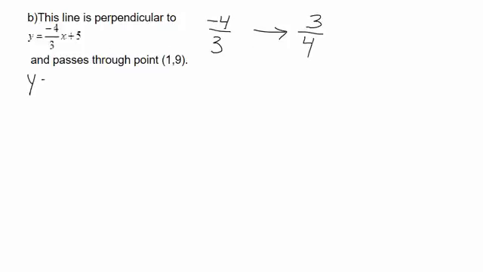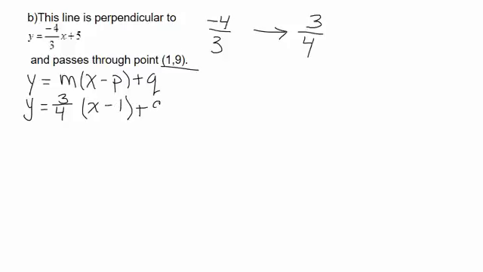So again, our slope point form. Now we can plug in our value for m. And then this point that it goes through, 1, 9, we can plug in for p and q. And now we simply distribute the slope inside the brackets.